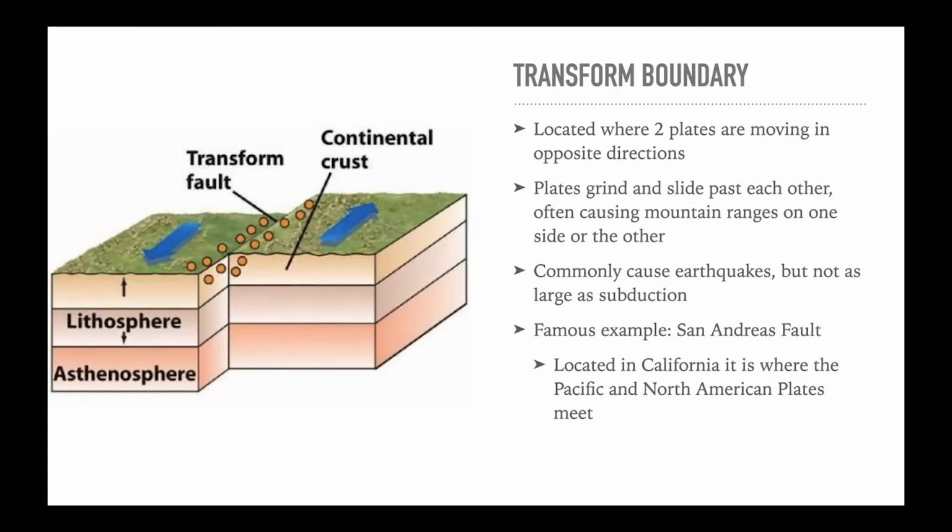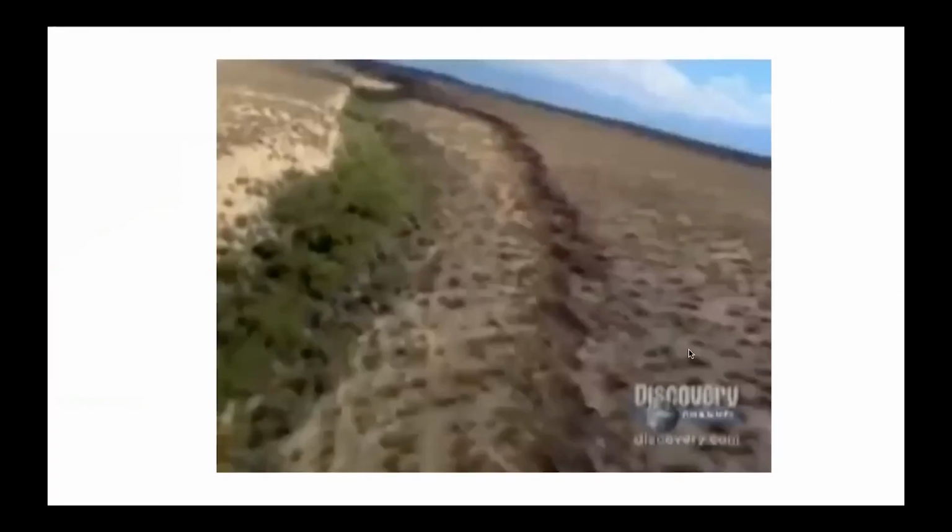The most famous example of a transform boundary is, of course, the San Andreas Fault. You've probably heard of it. Most people who live in California have heard of it. It is located here in California, and it's the barrier between the Pacific and North American plates. And so there are places in California where literally you can have 1 foot on the North American plate and 1 foot on the Pacific plate, which is kind of neat. So let's take you to the San Andreas Fault.